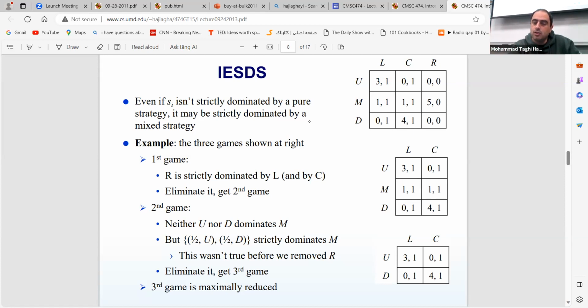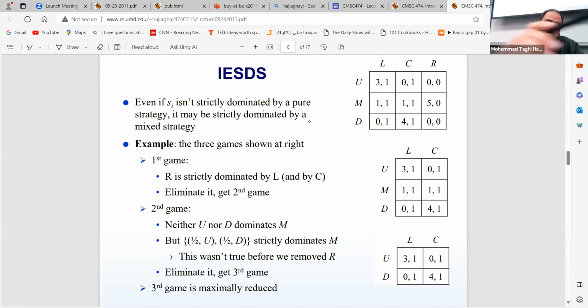So consider this game. This is essentially a 3x3 game. You have two players, 1 and 2, and each of them has 3 actions, or 3 pure strategies. In the first game, you see that R is strictly dominated by L. So let's consider R and L. To show that L dominates R, we consider L and R, and then we take the actions of the other person. Here, S minus i would be just the actions of the others.